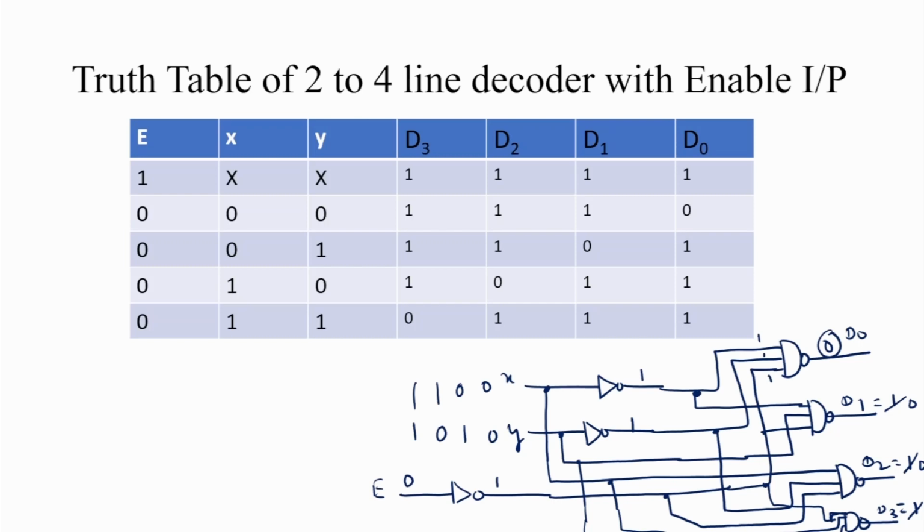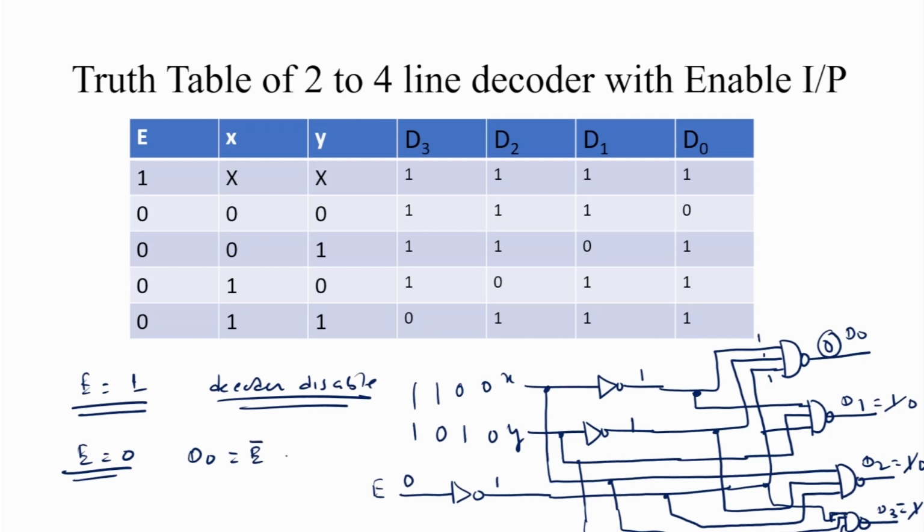So, this is the logic diagram of a 2 to 4 line decoder with enable input. How we directly derive it: simply when E is equal to 1, whatever the value of the inputs, the decoder is disabled, means non-functional. When E is equal to 0, the decoder is functional.